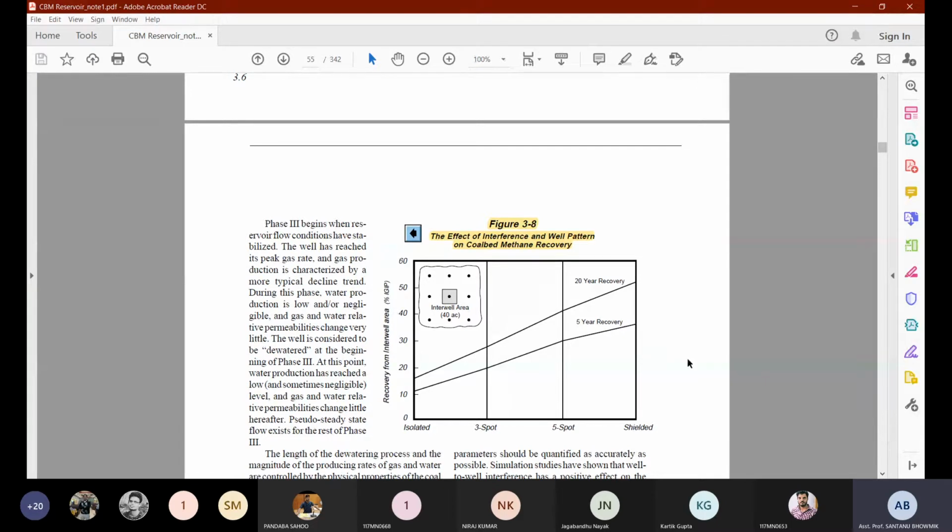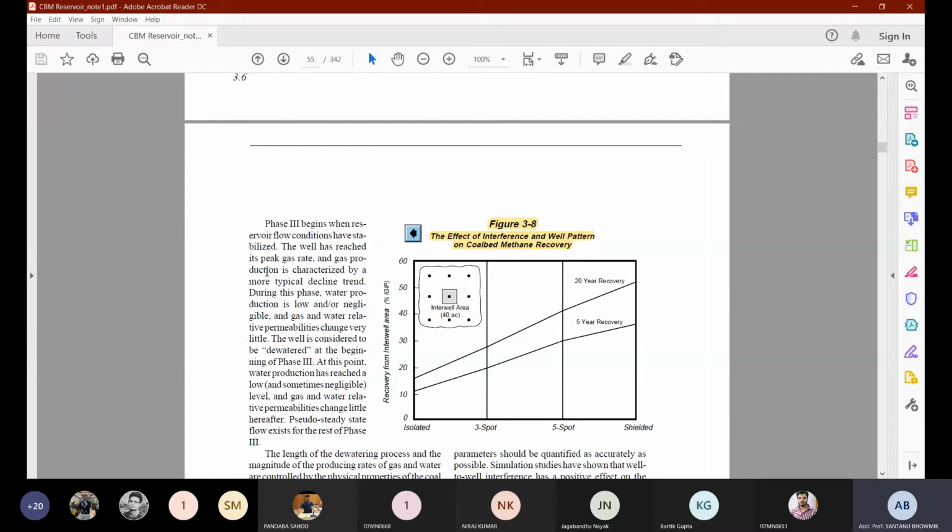Phase 3 begins when the reservoir flow conditions have stabilized. So whatever the steady state laminar flow was, which I mentioned earlier in the Tuesday class, now it is going to reduce. The well has reached its peak gas rate, as I mentioned, and the gas production is characterized by a more typical decline trend. Gas production is going to reduce.